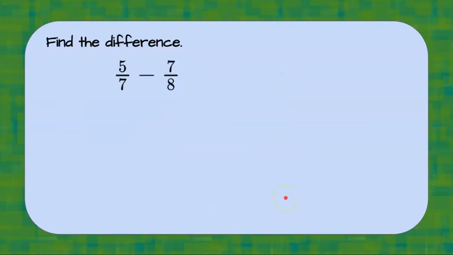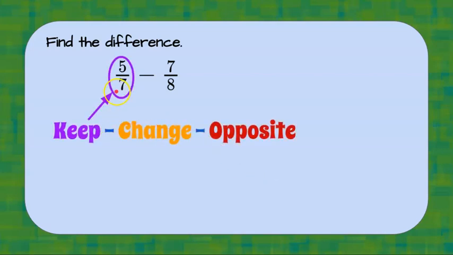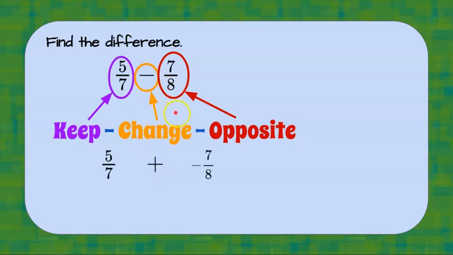Your turn. Go ahead and pause. Welcome back. So we're going to keep 5/7, change subtract to add, and write the opposite of 7/8. 5/7, add, -7/8. 2 different signs. I'm not really sure by looking at this which one's larger or which one's smaller. So let's go ahead and get a common denominator first.